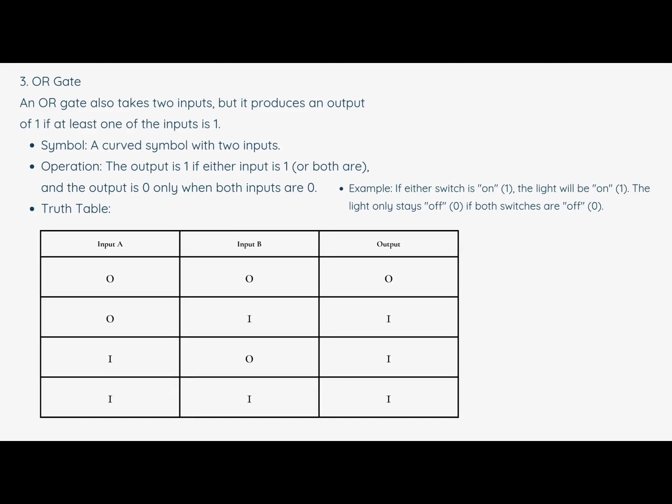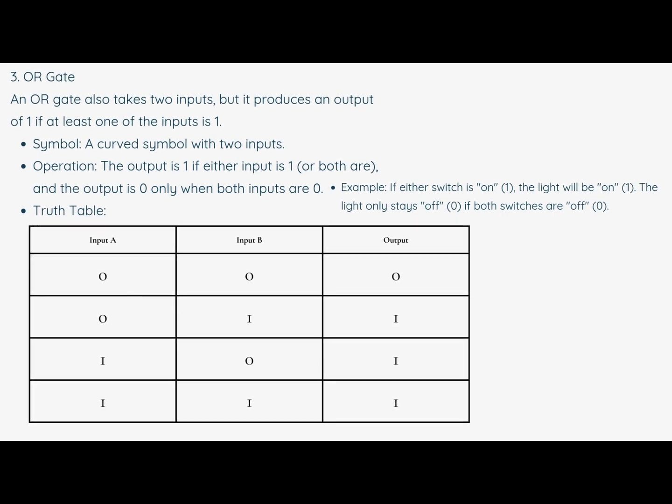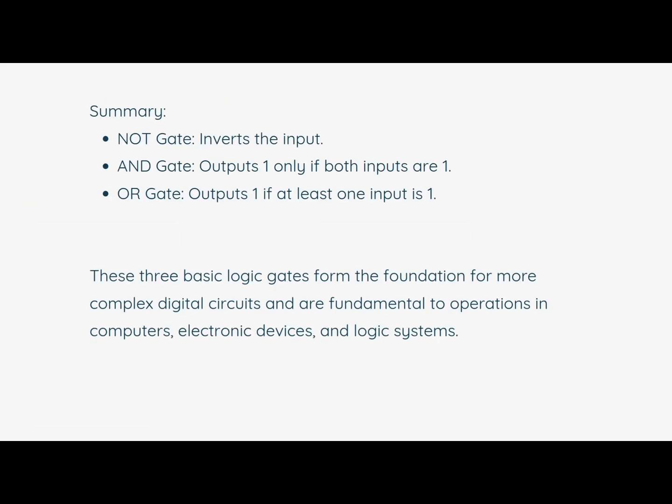The last is an OR gate. An OR gate also takes two inputs, but it produces an output of 1 if at least one of the inputs is 1. For better understanding, read the information below. To summarize, these three basic logic gates form the foundation for more complex digital circuits and are fundamental to operation in computers, electronic devices, and logic systems.